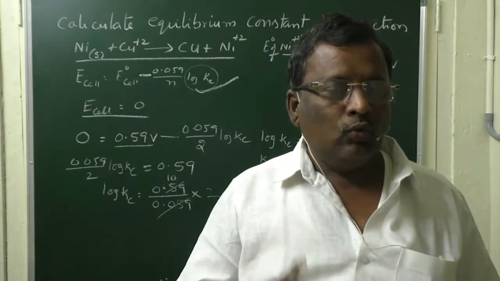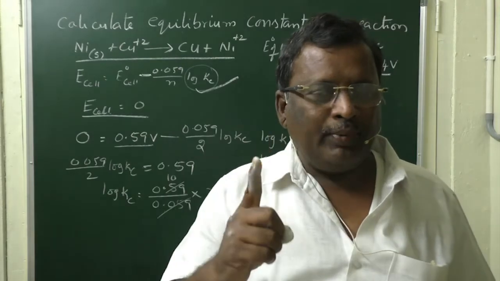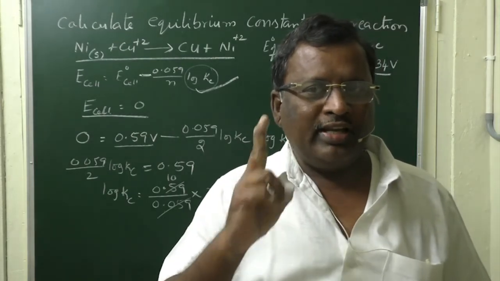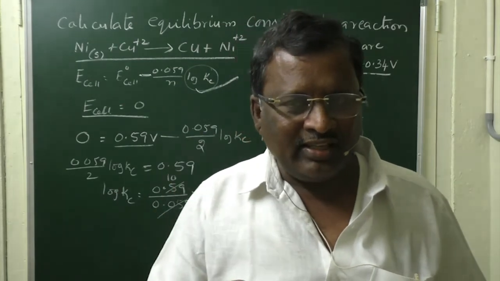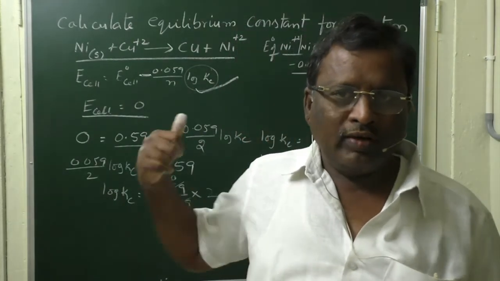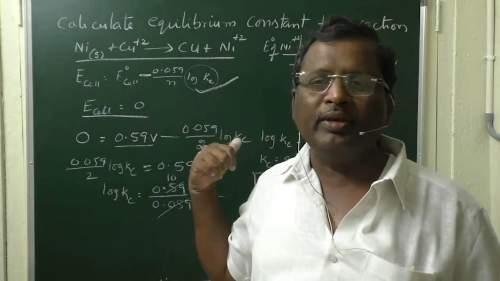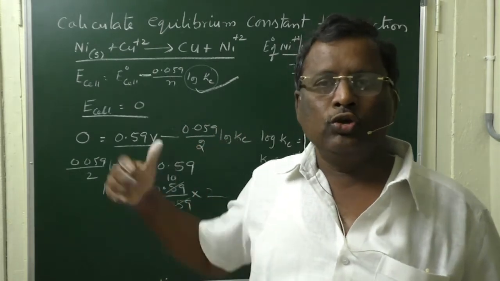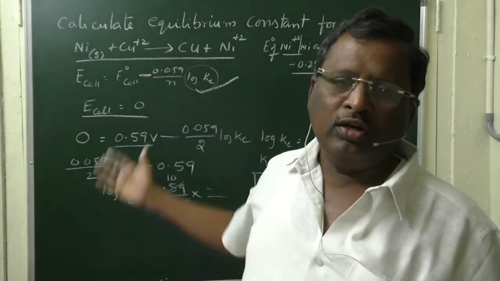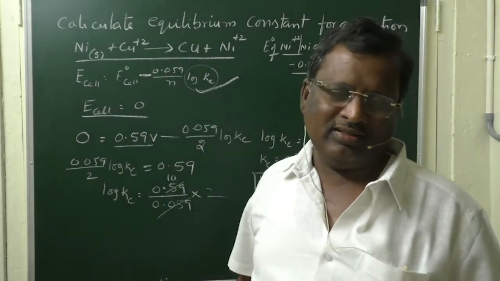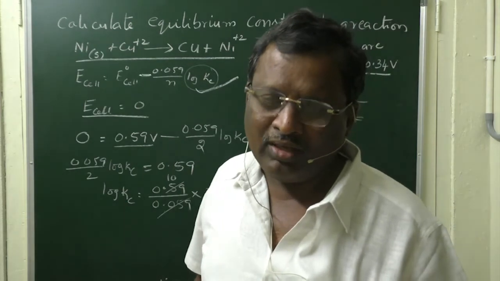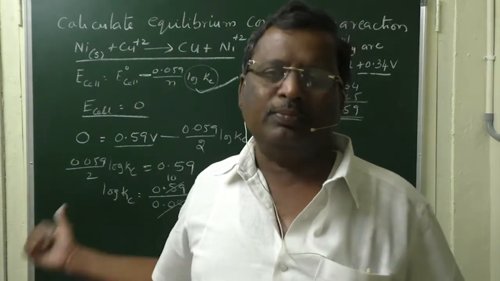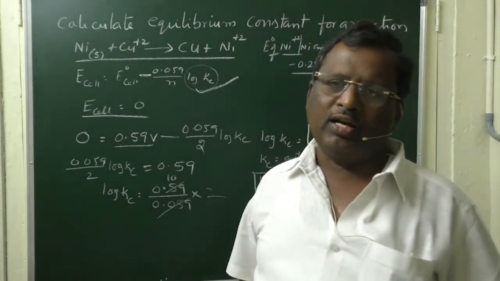One is whether you know that at equilibrium the potential is 0 or not. The second thing he wants to know is whether you know what is meant by equilibrium constant. You go on writing the concentrations of anode ions by cathode ions, but what is this? It is nothing but the equilibrium constant. For that purpose only these problems are designed.